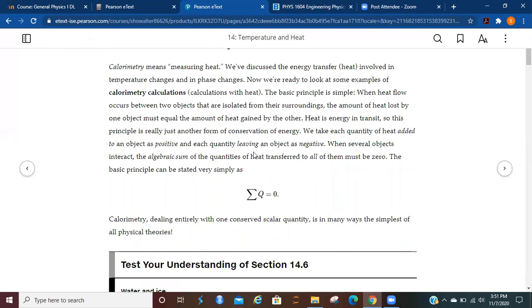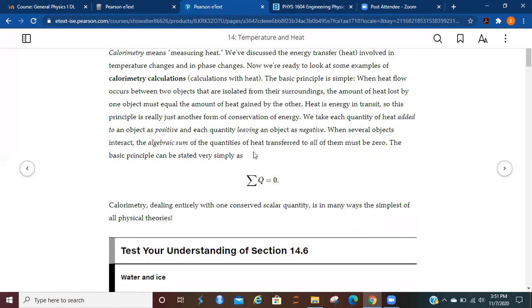So calorimetry means measuring heat. We've discussed the energy transfer involved in temperature changes and phase changes. Now we're ready to look at some examples of calorimetry calculations. The basic principle is simple. When heat flow occurs between two objects that are isolated from their surroundings, the amount of heat lost by one object must equal the amount of heat gained by the other.